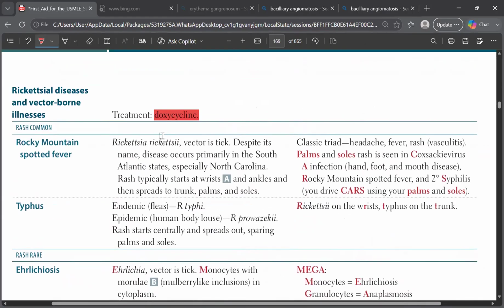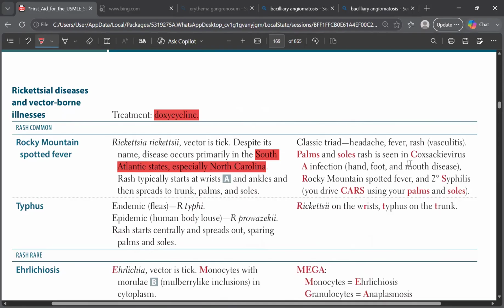With the common rashes, we have Rocky Mountain spotted fever, which is caused by Rickettsia rickettsii. The vector is a tick. Despite its name, the disease occurs primarily in the South Atlantic states, especially North Carolina. The rash typically starts at the wrists and ankles and then spreads to the trunk, palms, and soles. There is a classic triad of fever, headache, and rash.